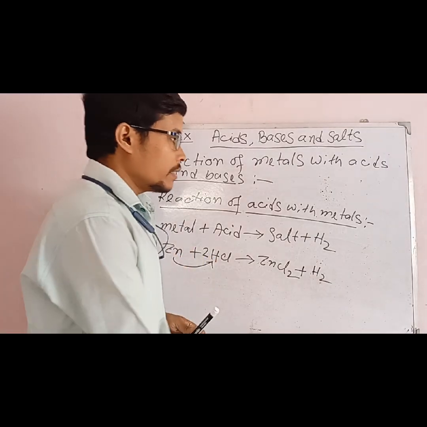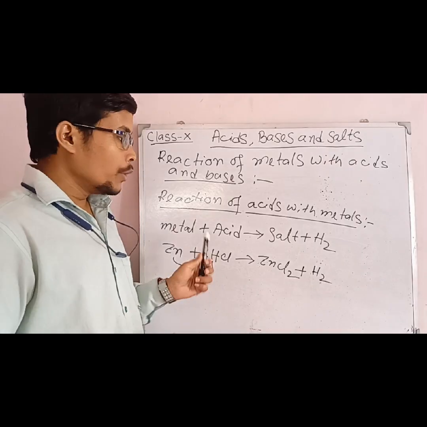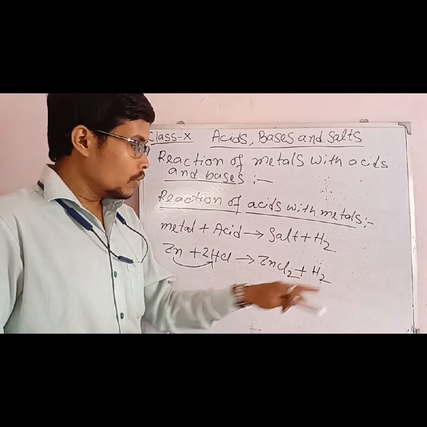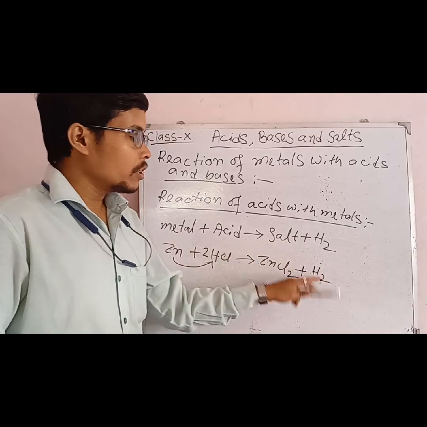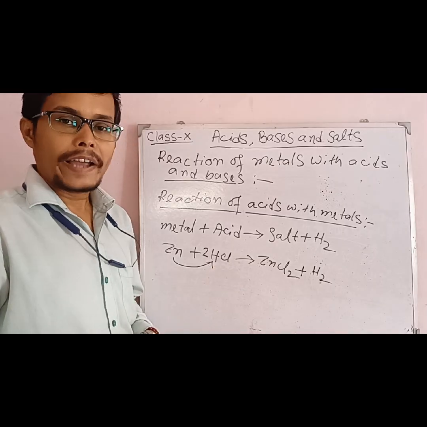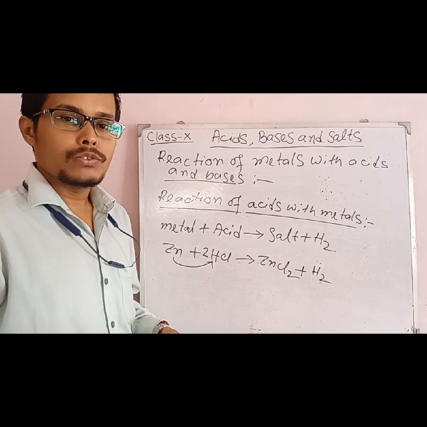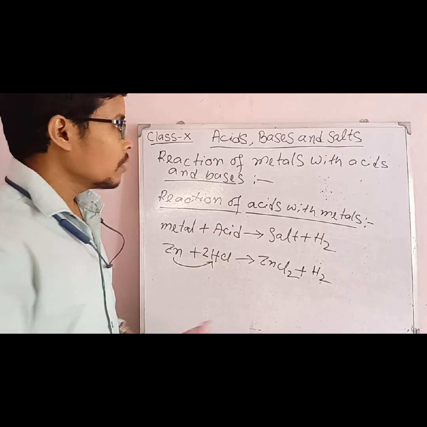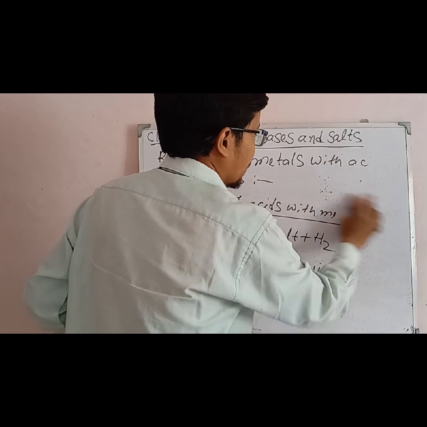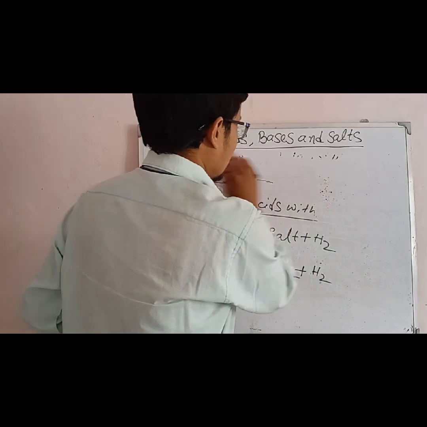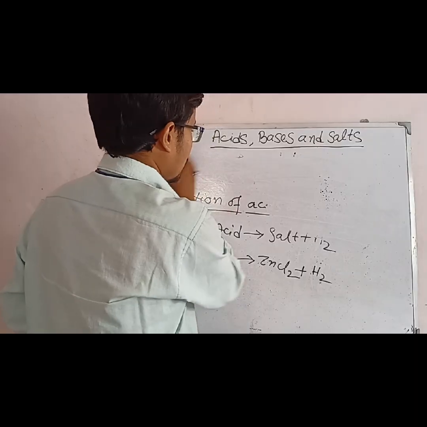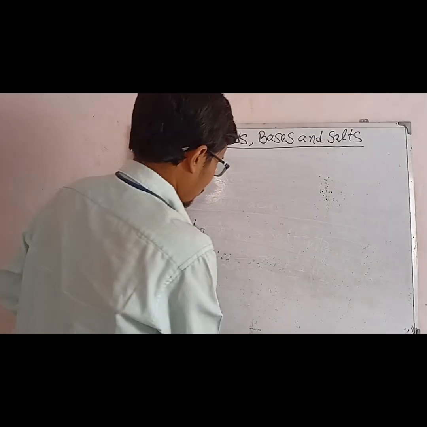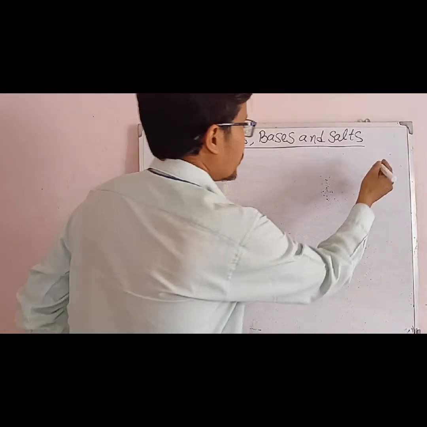Here is another thing: how can we understand which metal will react with acid to produce hydrogen gas, and which metal will not react with acid to produce hydrogen gas? Here is the metal reactivity series. If we learn it by considering the metal reactivity series, then it is better for us. So now I am writing it on the right side.